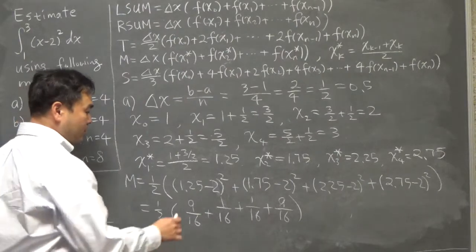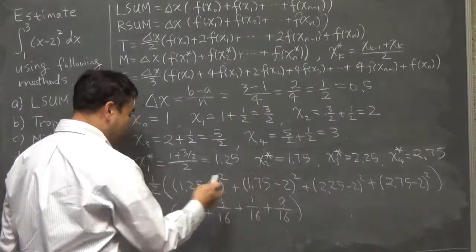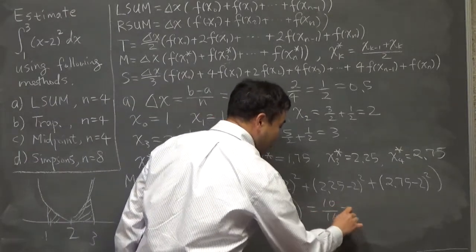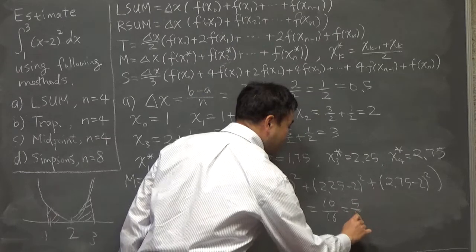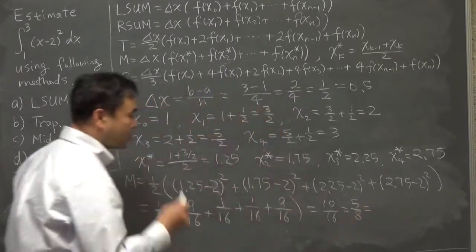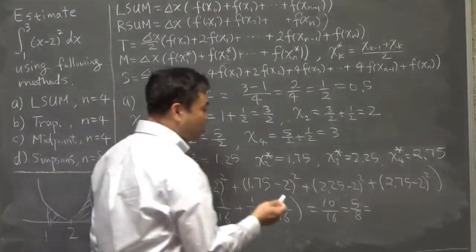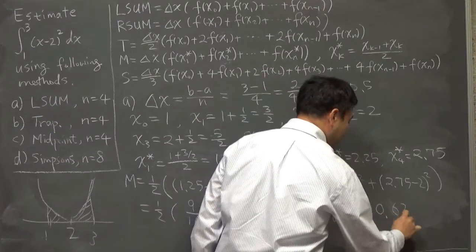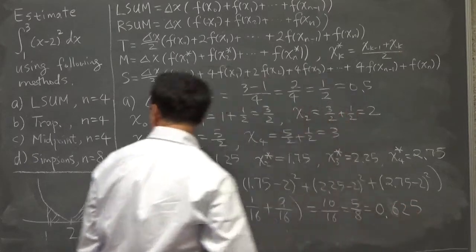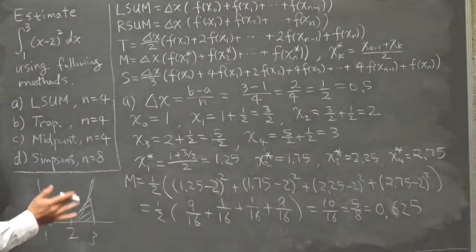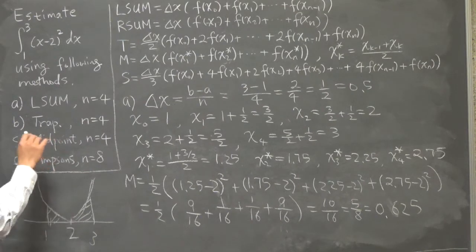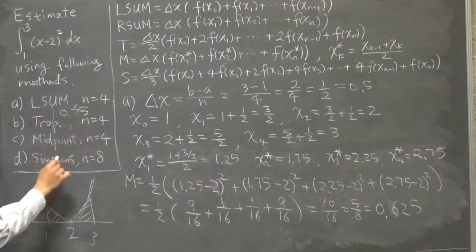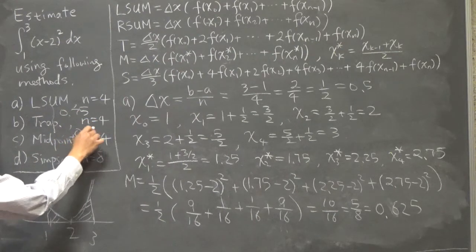So let's see, you get 9 plus 1 plus 1 plus 9, that's 20. 20 divided by 2 is 10. So it's 10/16, which is 5/8. And that's going to be, let's see, 0.625. Okay. All right, so so far these are the approximate values that we have. We have these two being 0.75 and this one being 0.625.